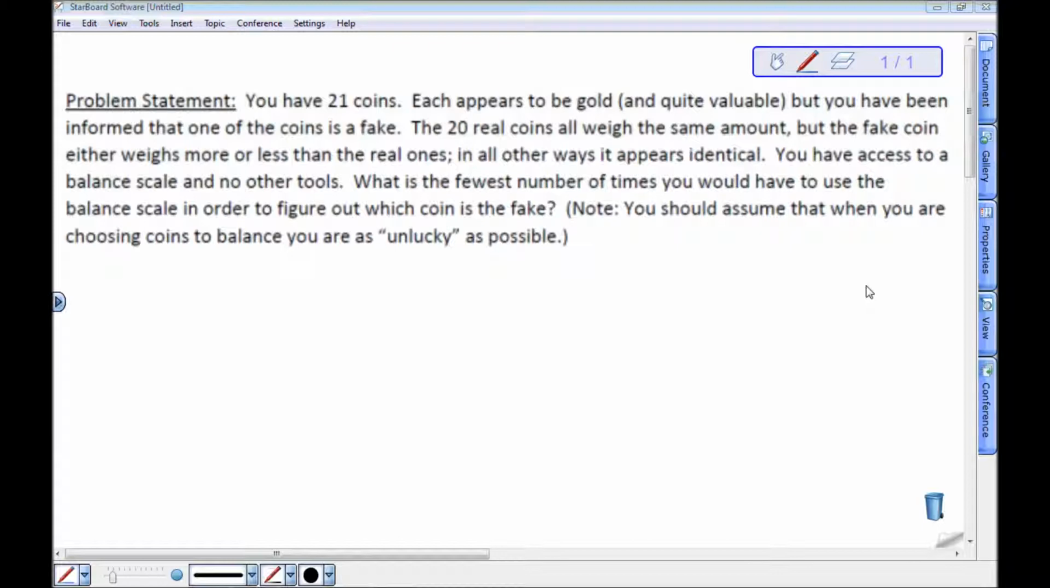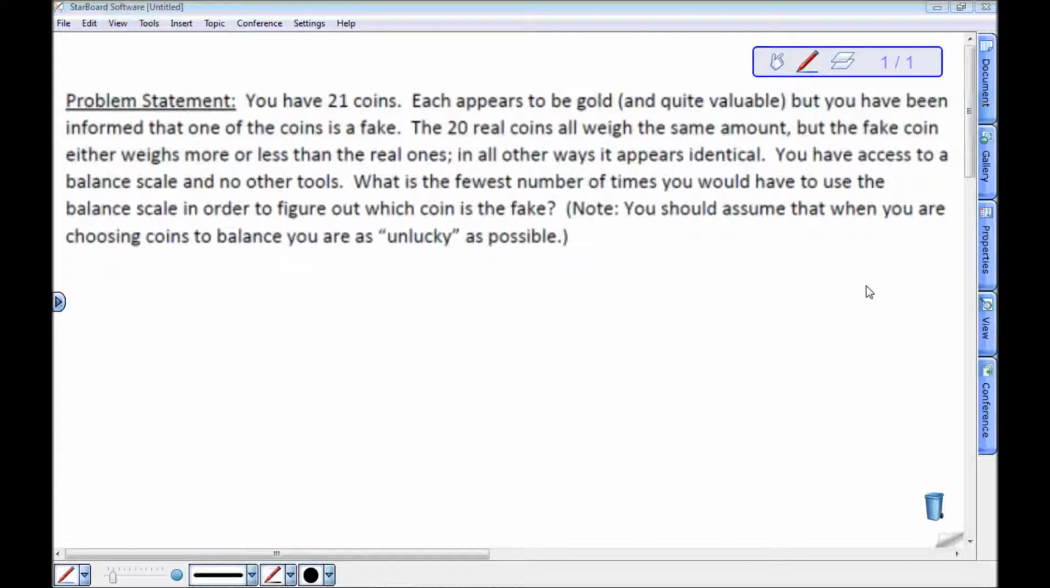In all other ways, it appears to be identical. You have access to a balance scale and no other tools. What is the fewest number of times you would have to use a balance scale in order to figure out which coin is the fake? Note, you should assume that when you are choosing coins to balance, you are as unlucky as possible.